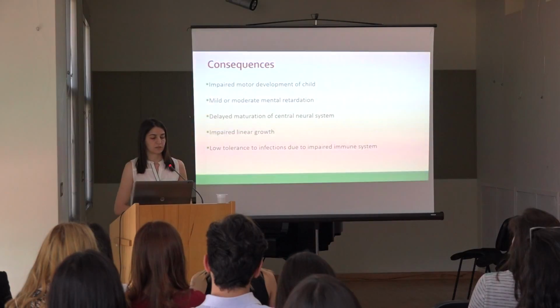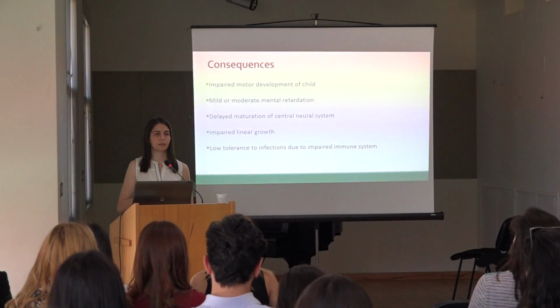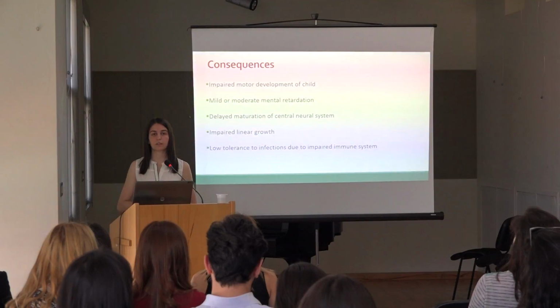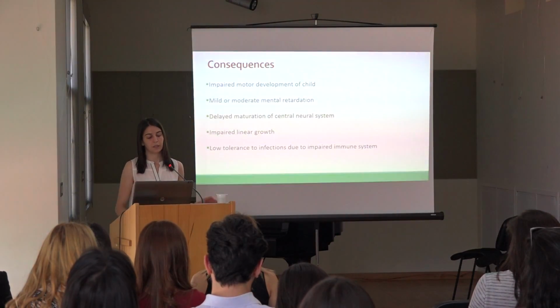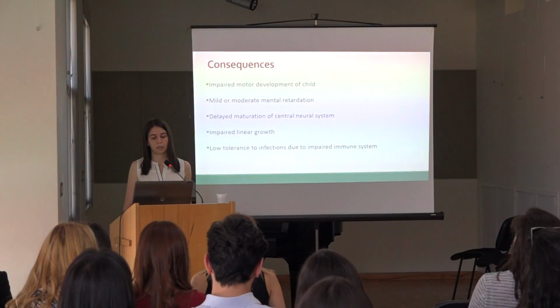Anemia and iron deficiency anemia have consequences on child mental and physical development, such as impaired motor development, mild or moderate mental retardation, delayed maturation of central nervous system, impaired linear growth, and also low tolerance to infections due to impaired immune system.